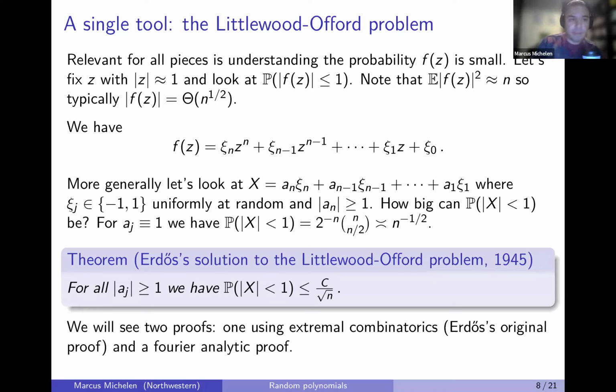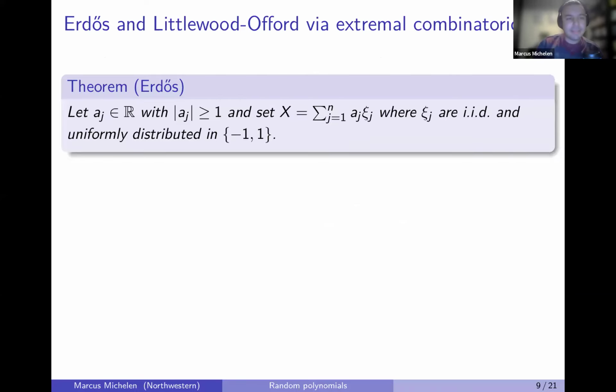So I know we have people from combinatorics and probability here, so first we have a combinatorics proof, and then we'll have the probability proof. So let's deal with real coefficients. Let's have all my coefficients being at least 1, and let's look at the random linear combination. Then, in fact, we're going to show that the middle binomial coefficient is the worst case.